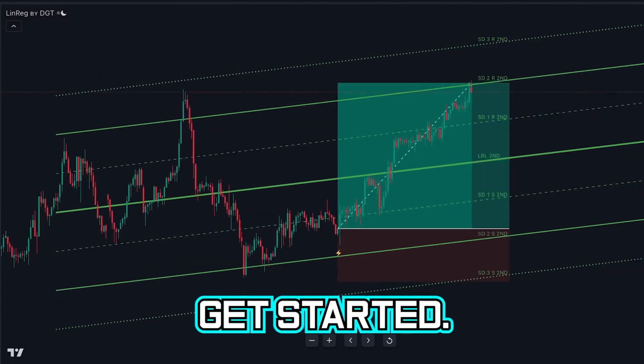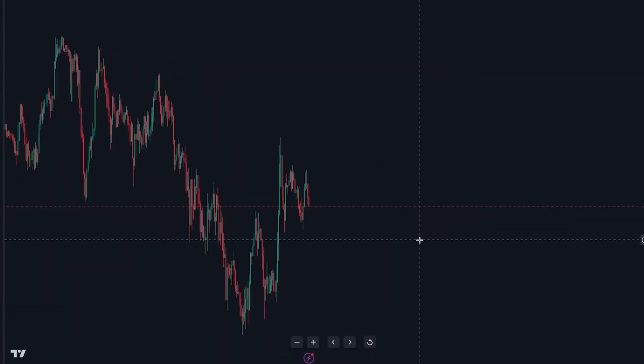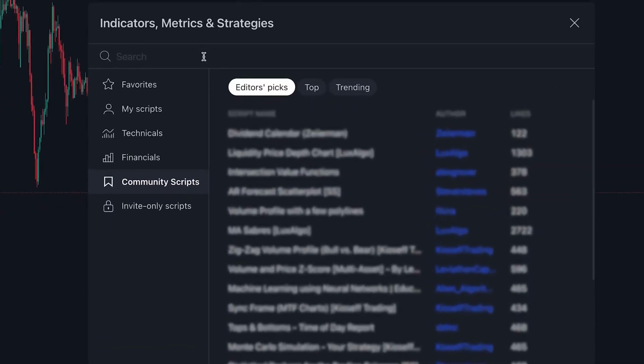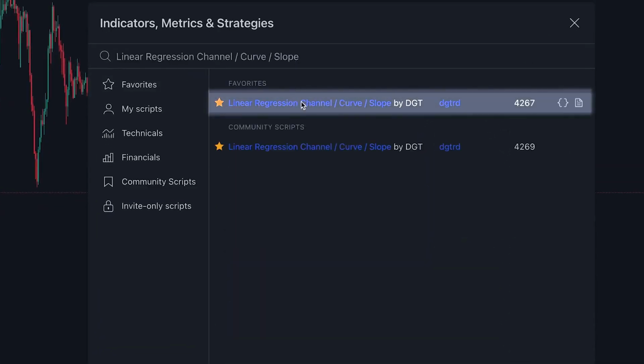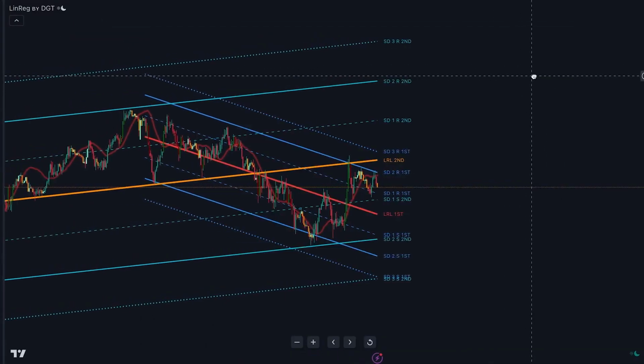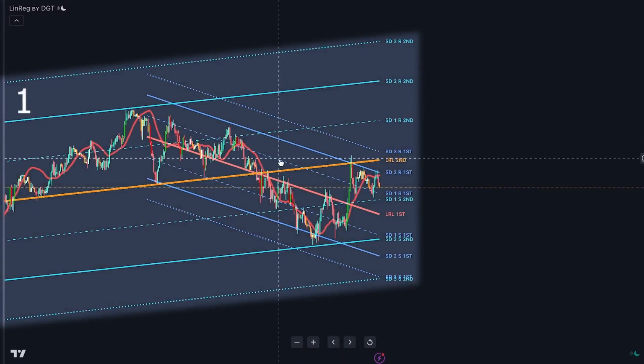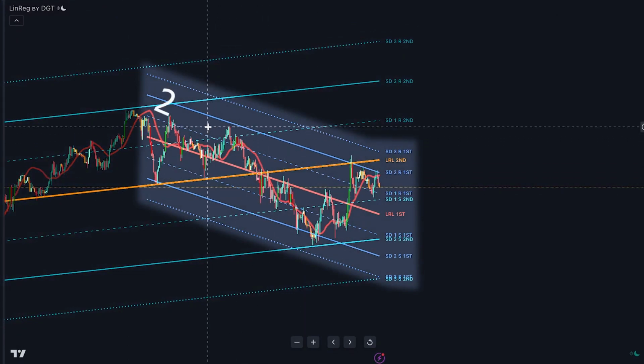So let's get started. Let's first add the indicator to our chart. Click on the Indicators tab and search Linear Regression Channel, Curve, Slope. Click on this one by this user to add it to your chart. Ensure you are on a 30-minute time frame or lower. Once added, you'll notice the indicator immediately draws 2 channels for you.